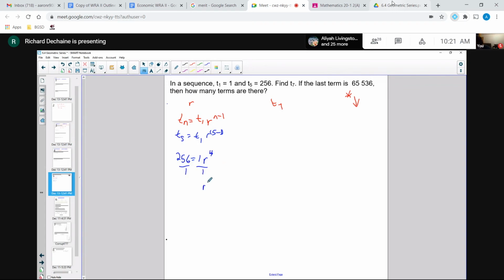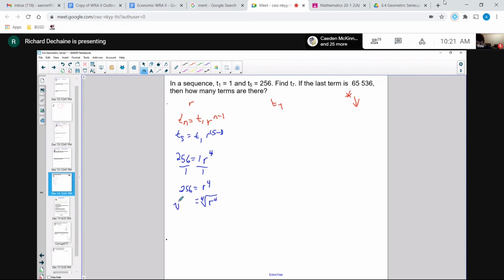Now I'm showing divided by 1. I don't really have to do that. But if it was a different number, that's what you would do. Okay, Aaliyah, we get to this point. How do I solve for R? You need to find the cube root of 256. Cube root, we'll call it the quad root. So R to the 4th, we're going to take the same.